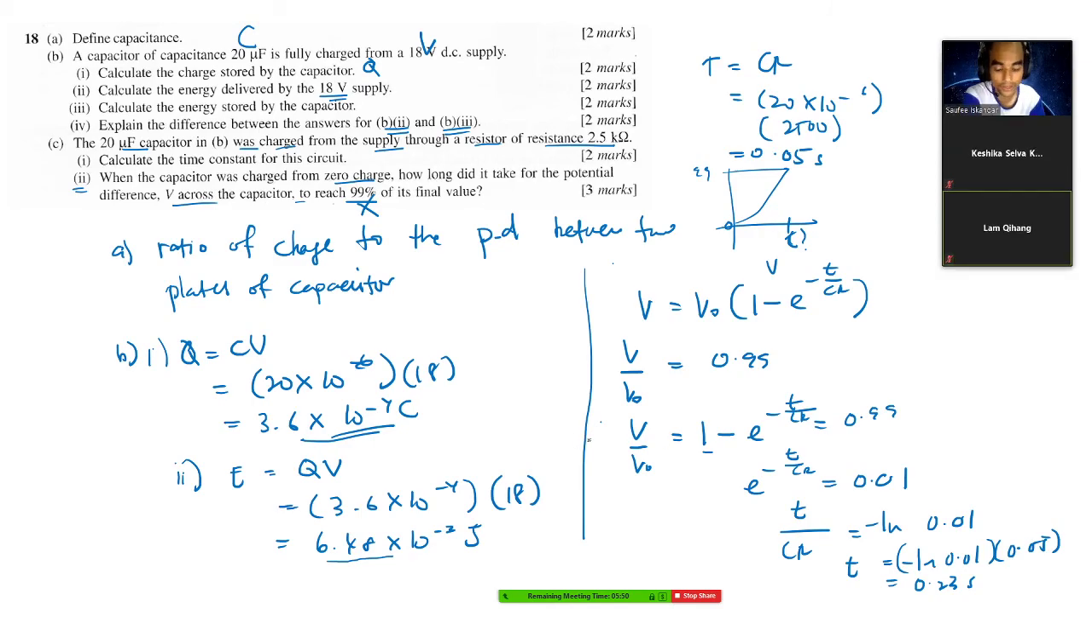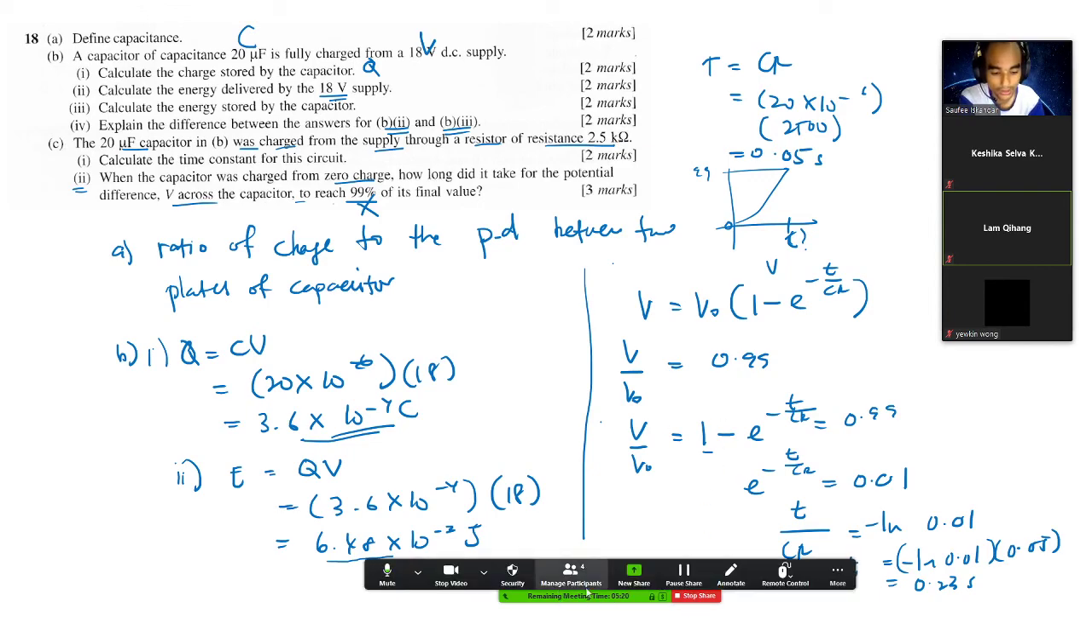Okay, any question? So tomorrow we are going to continue with question number 19 and 20. And one more thing, I'll release model paper 3. So tomorrow, as we discuss question number 19 and 20, you can also start with the paper 3 model paper. Okay, any question on today's lesson?